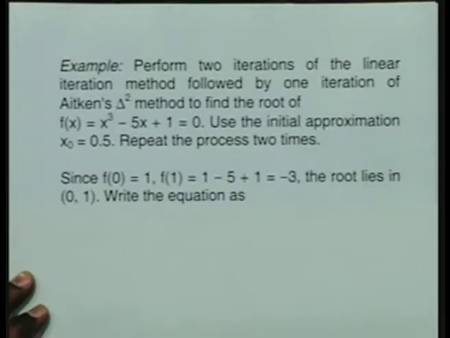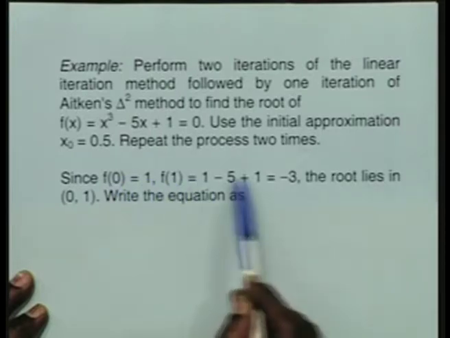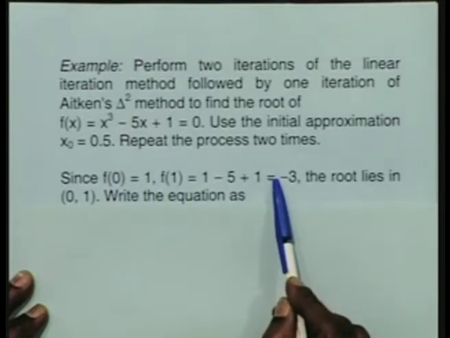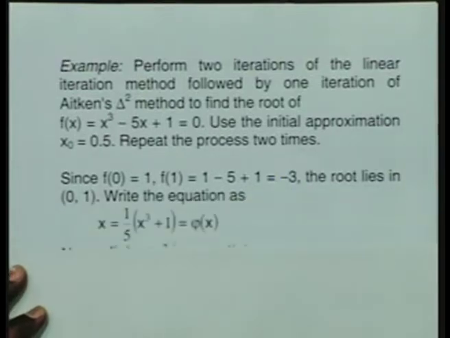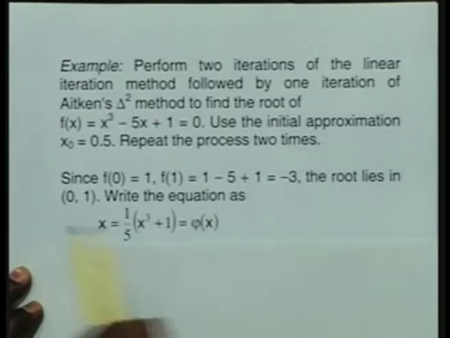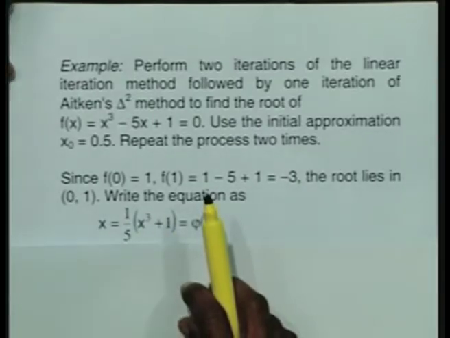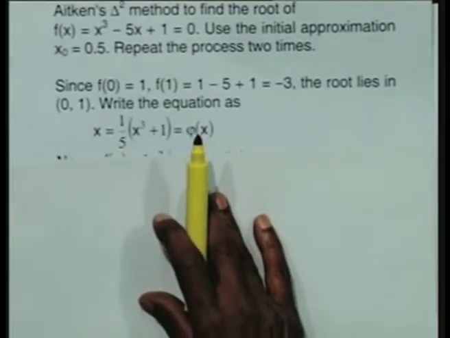Now for this I need the values of f0, that is 1, and f1 is -3, so that I am first estimating where the root lies. The root lies in 0 and 1. Now the first thing that we will have to do is construct our method from here.